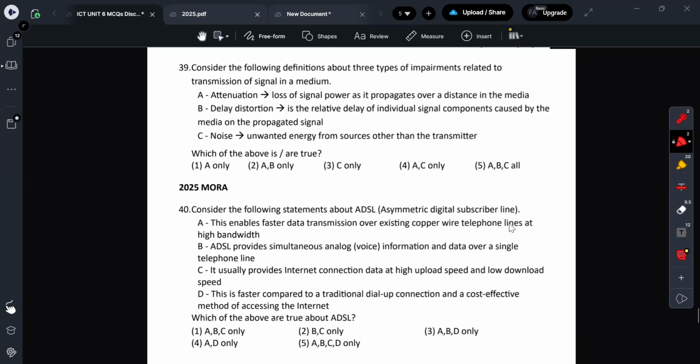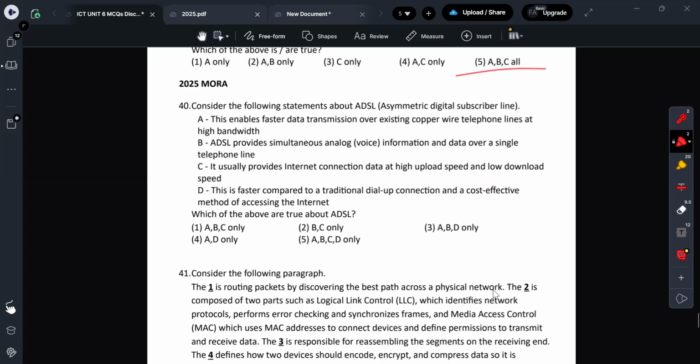Now, annotation. What is annotation? What did I say? Annotation. Sorry, attenuation. Attenuation, what is it? Loss of signal over a distance. So that is correct. So these are types of impairments. Okay. Delay distortion is different frequency components of a signal travel at different speeds through guided media, causing them to arrive at slightly different times and distort the signal. So it's a delay of individual signal components because of the media. So that is also correct. Noise is unwanted energy from a source other than the transmitter. So it is an unwanted electrical signal or energy that interferes with the transmitted signal. So answer is all.